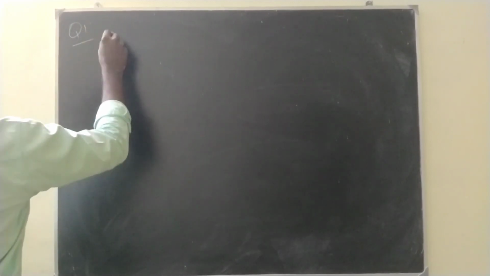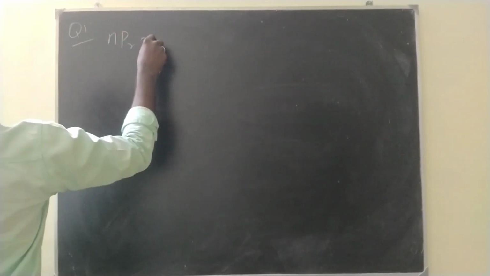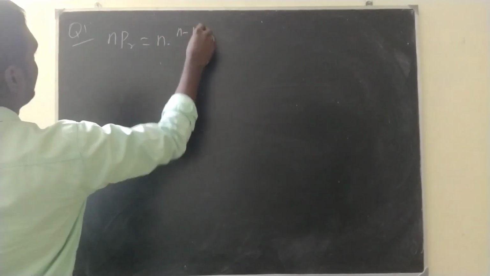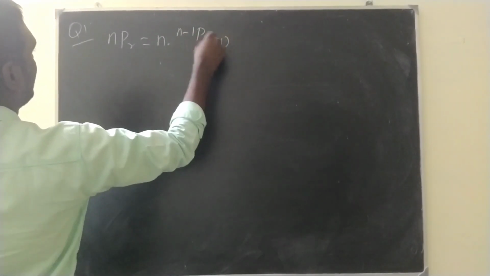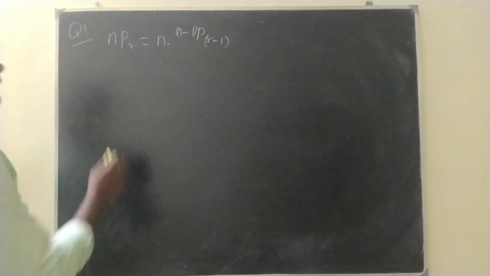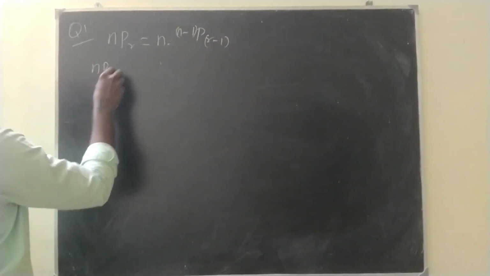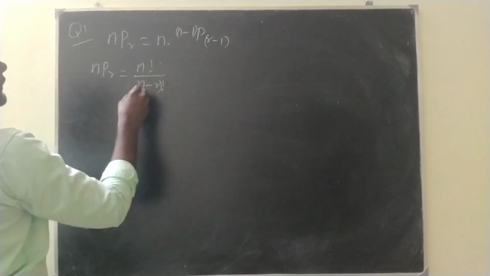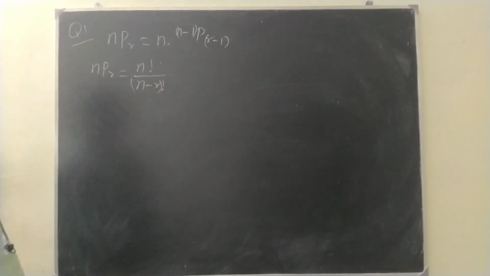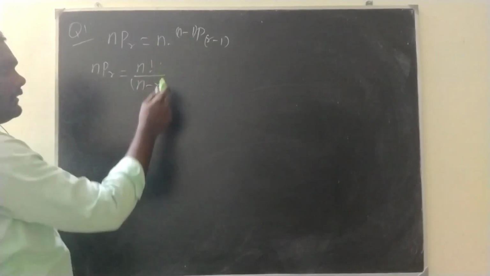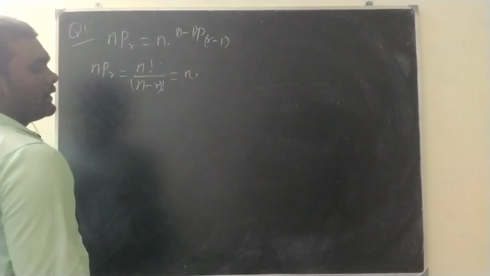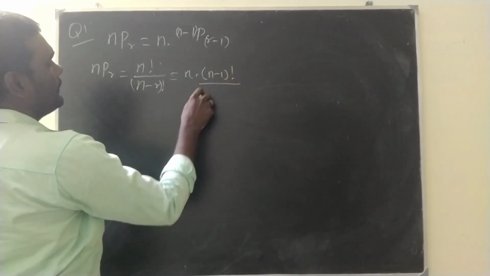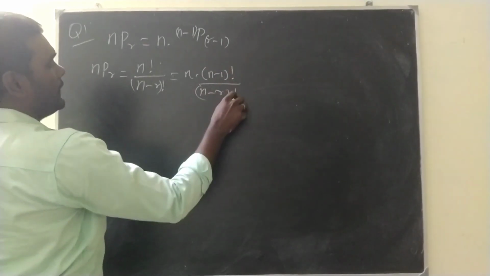Question number 1. nPr is equal to n into (n minus 1)P(r minus 1). Just apply the formula, the nPr formula. n factorial by (n minus r) factorial. Since we have n here, that n can be taken out and this can be written as (n minus 1) factorial divided by (n minus r) factorial.